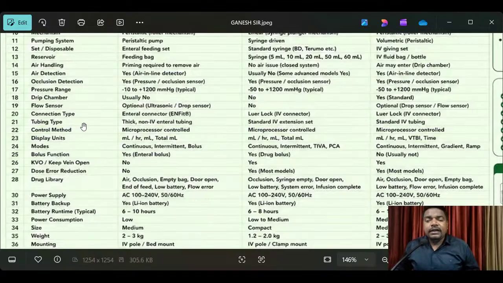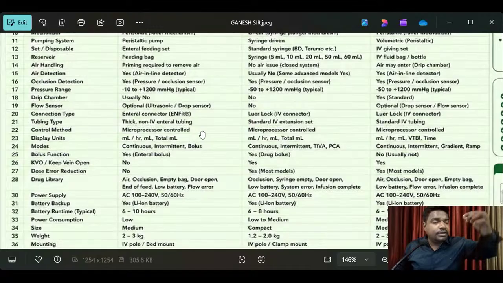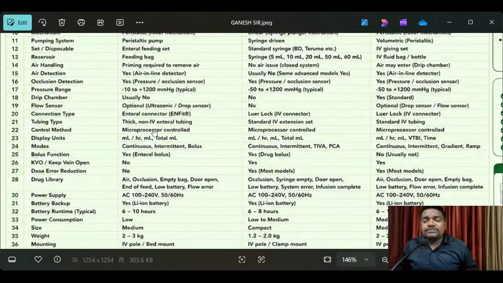Tubing type, see here. For the feeding pump, it is thick non-IV enteral tubing. Why thick? Because the proteins are heavy weight, so the tubing needs that much capacity to carry the nutrients and fluids. That is why the thickness is there. Compared to an IV line, here we are not using an IV line. IV line tubings are different and feeding pump tubings are different. Feeding pump tubings are very thick and very powerful. So the feeding pump is completed.